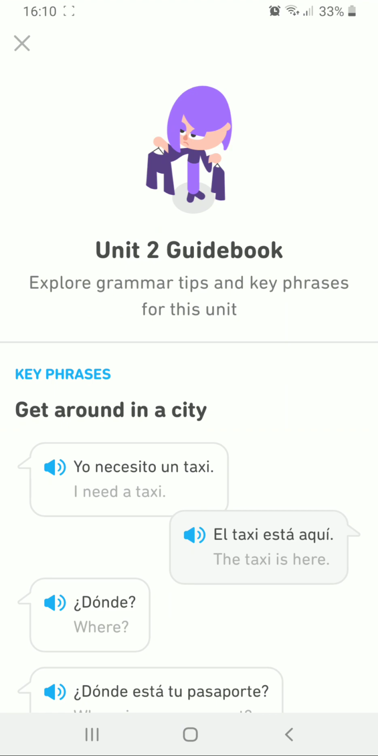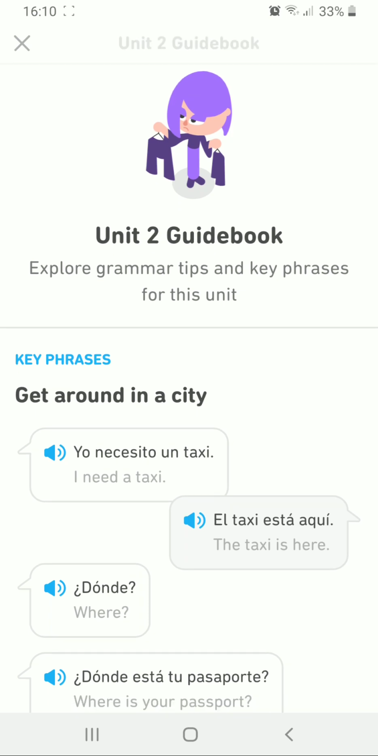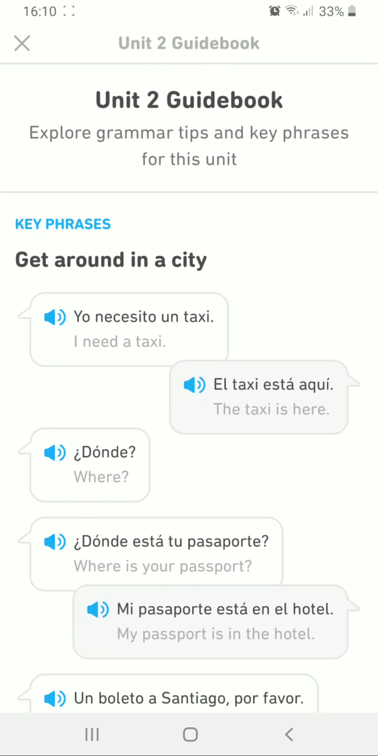We have the guidebook as well, and this time the theme is get around in a city. Yo necesito un taxi. So we know what a taxi is. Necesito is from the verb necesitar, conjugated to the first person singular yo. So yo necesito, tú necesitas, él, ella necesita, necesitamos, necesitáis, necesitan.